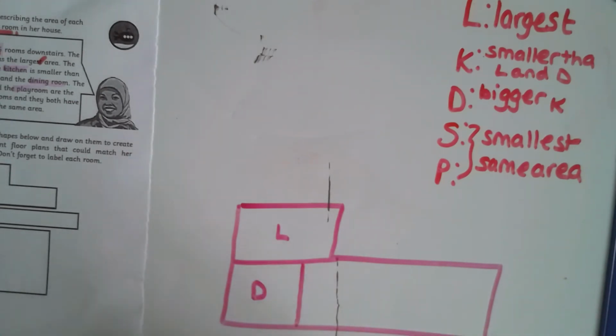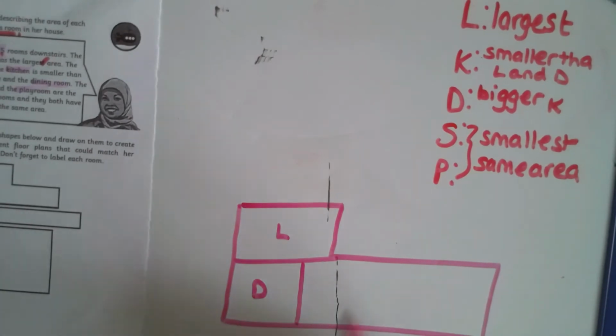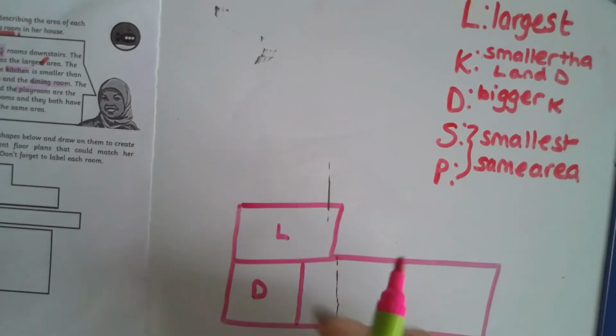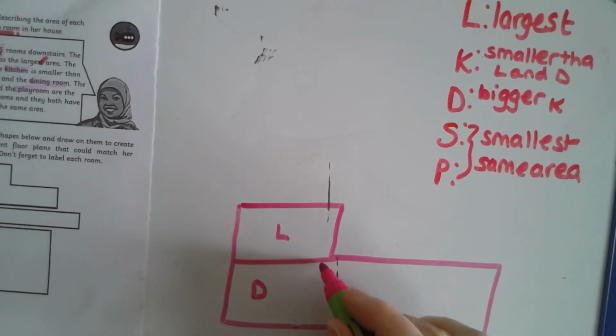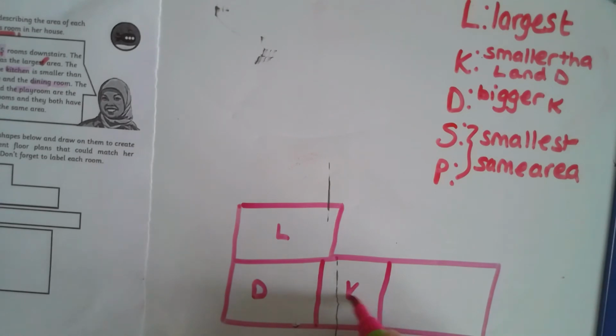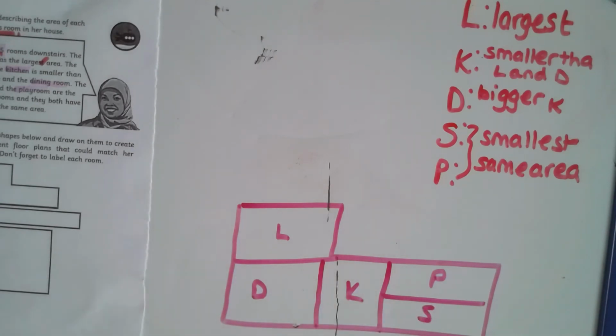Do you know what? I'm going to move the dining room over. Then we know the kitchen is slightly smaller than the dining room. And then this area here again, we could have made the playroom and the study, because they've got the same area and they're smaller. Okay, so you could have done that. Obviously it's not to scale, it's not to proper size, we're just estimating.